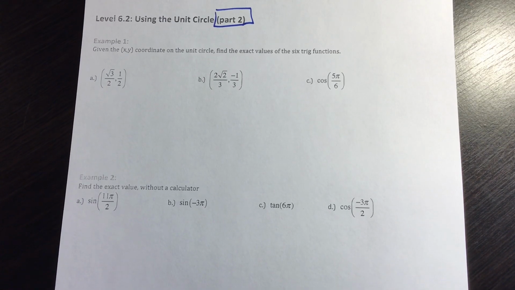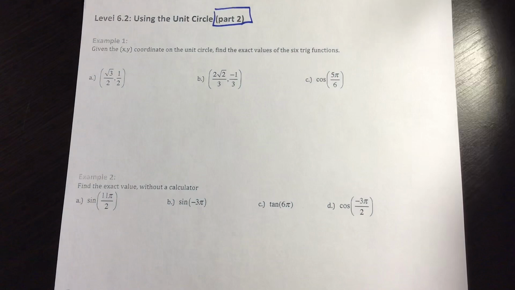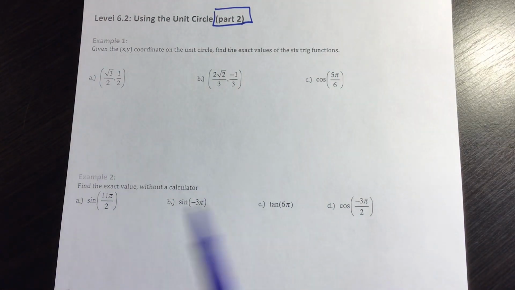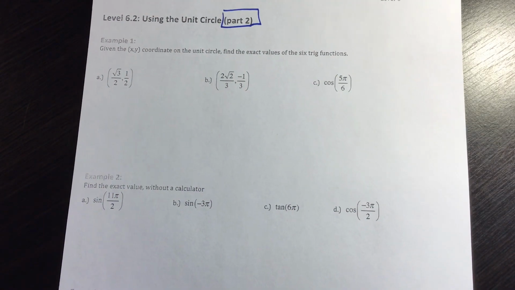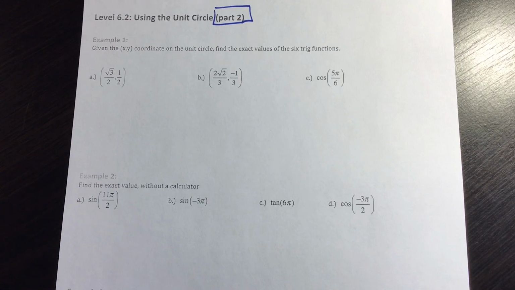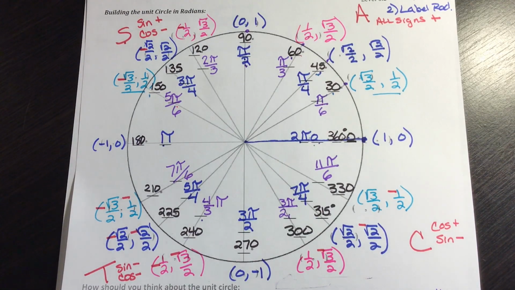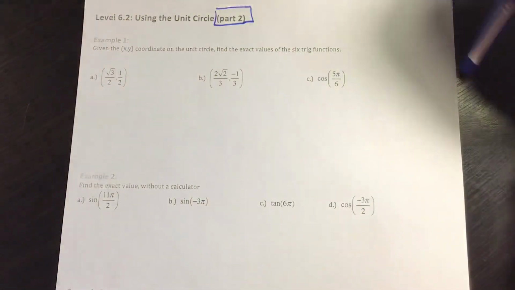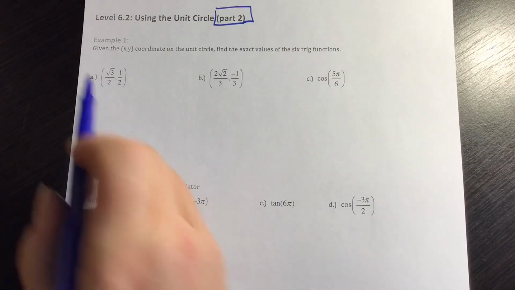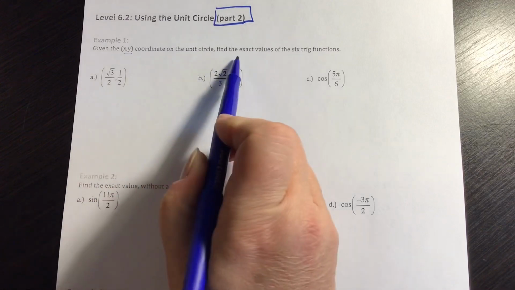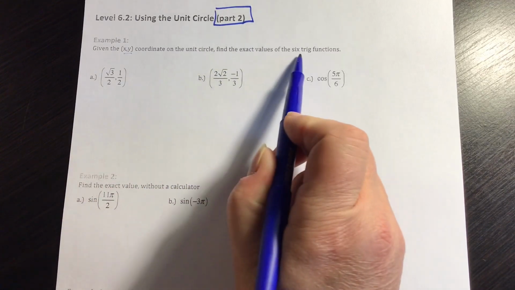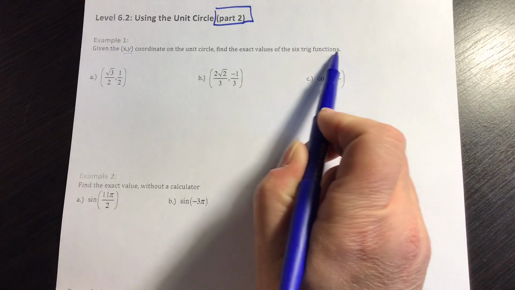In the second part of section 6.2, we are going to use the unit circle that we created, and we're going to see different ways on how we can use that unit circle to help us solve some problems. All right, so I'm just going to bring in the unit circle to use as a reference. In example 1, it says, given the x and y coordinates on the unit circle, find the exact values of the 6 trig functions.